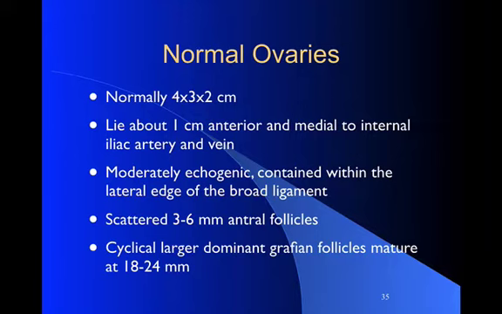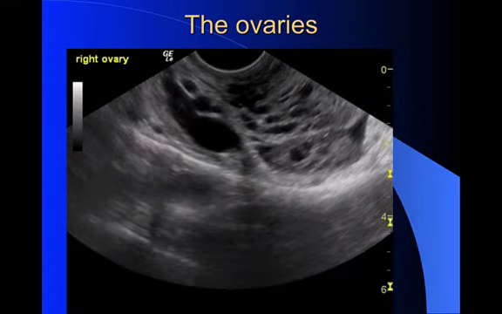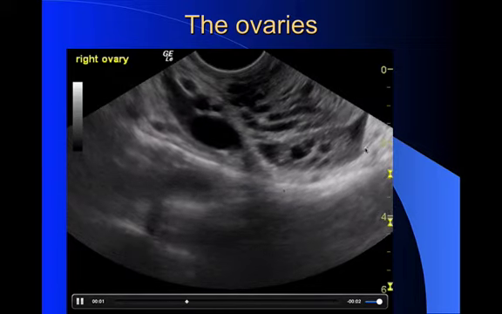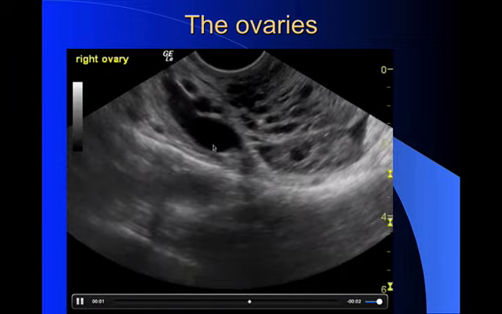The ovaries are moderately echogenic and contained within the lateral edge of the broad ligament. They will have scattered 3 to 6 millimeter small antral follicles, and cyclically larger dominant Graafian follicles which mature at 18 to 24 millimeters. And this is an example of an ovary right here. And you can see the iliac vein and artery right here.